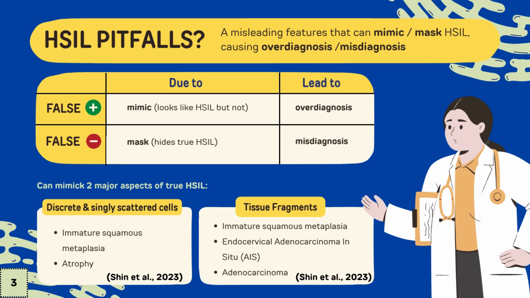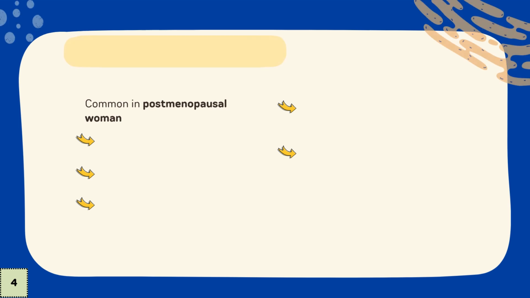And there are two major aspects of true HSILs that can be mimicked by other cytologic features. The first one, discrete and singly scattered cells, can be mimicked by immature squamous metaplasia and also atrophy. The next one is tissue fragments, which can be mimicked by immature squamous metaplasia, ECC of endocervical, and also adenocarcinoma. These two major aspects will be further reviewed in this video.